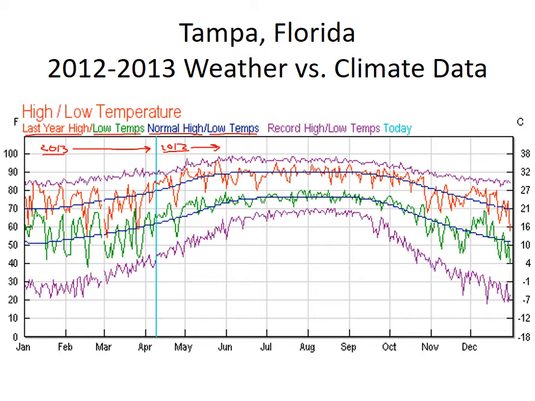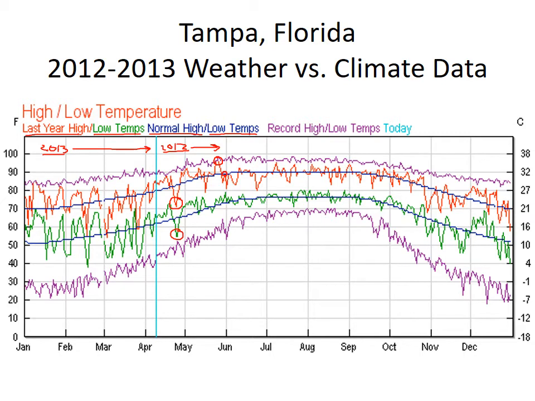So you can see, for example, on this day in April of 2012, the high was a lot lower than normal and the low was a lot lower than normal. Whereas on this day in 2012, the high was actually near record or record high. And on another day like this one here, the actual high was just about average.